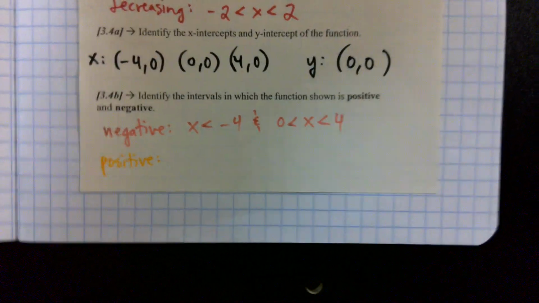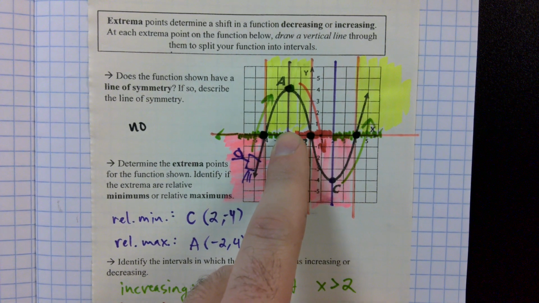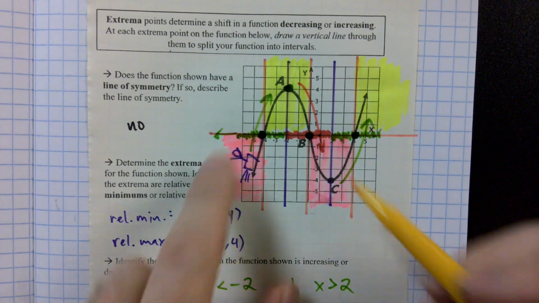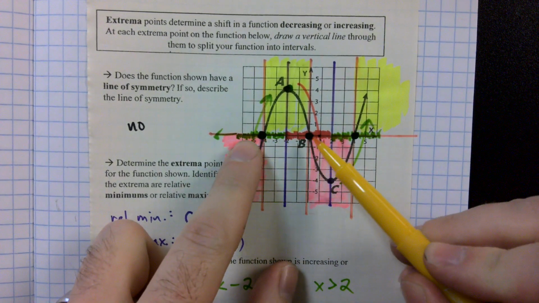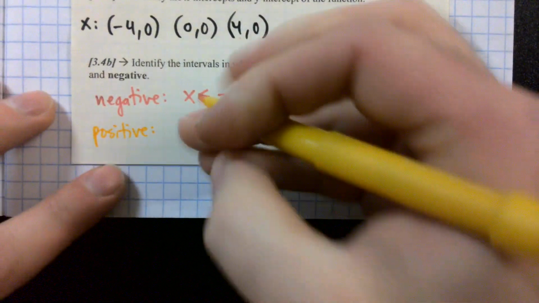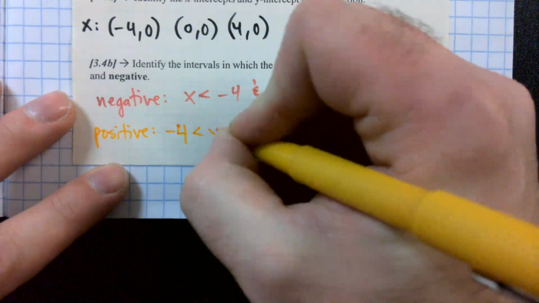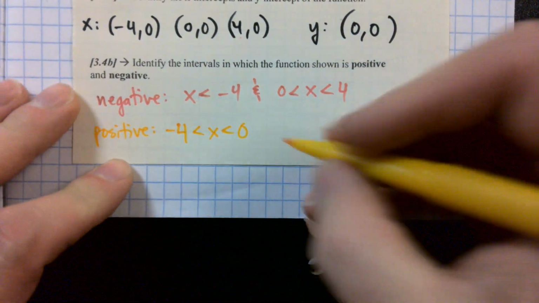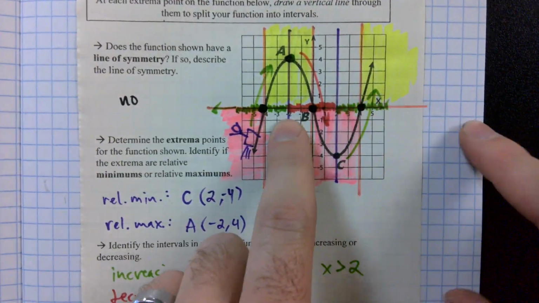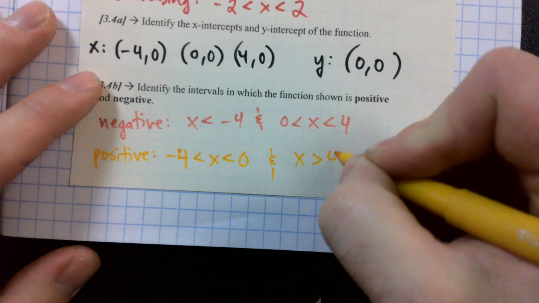And my positive intervals, if I look up, I've got this blocked in section right here. What x values does this yellow section fall in between? Negative 4 and 0. Well, my far left is negative 4, all the way over to 0. So I have a positive interval for my x values greater than negative 4 and less than 0. And anything greater than positive 4 is also going to be positive, as we see up there. So x is greater than 4.